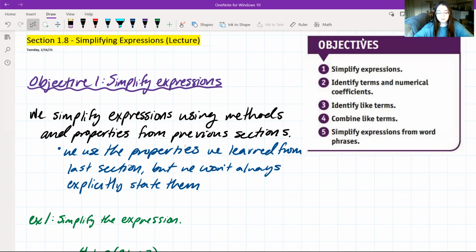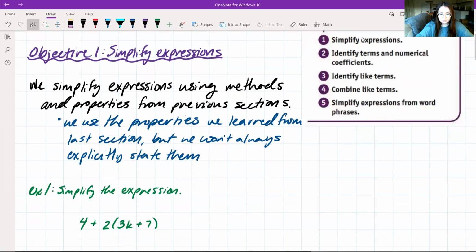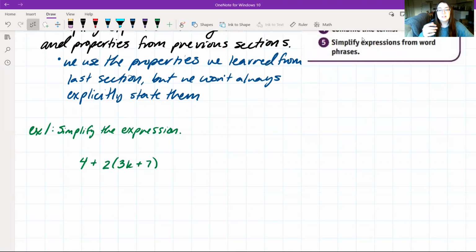Currently, we simplify expressions using methods and properties from previous sections. These are all the sections that we've gone through so far, and then especially using the properties from last section. We will use them often, but that doesn't necessarily mean that we will explicitly state them each time. We're going to use our properties for what they are without explicitly saying them, so we are just utilizing their attributes as opposed to actually stating a property. So let's go ahead and simplify an expression using the properties and everything that we've learned so far in our sections from chapter 1.